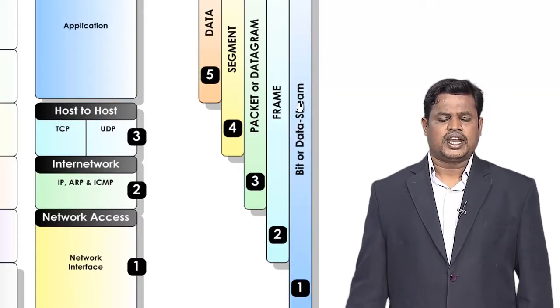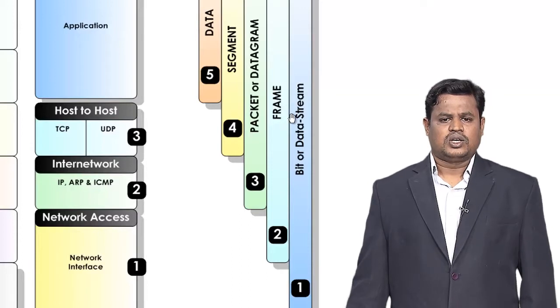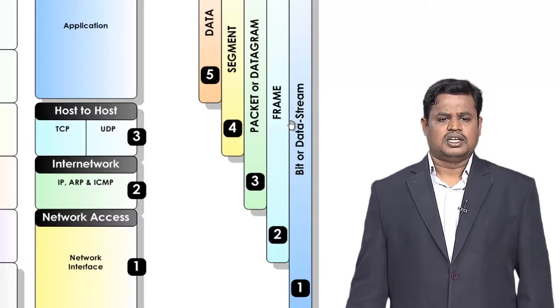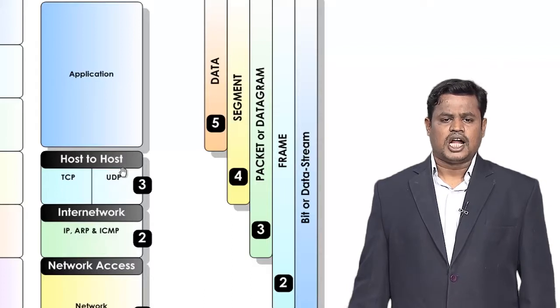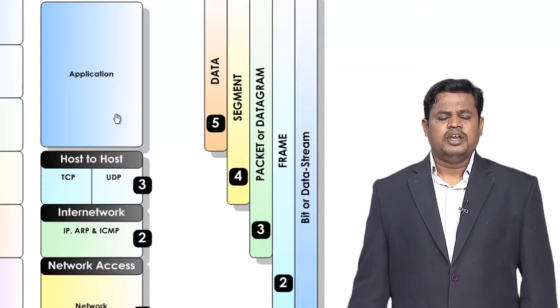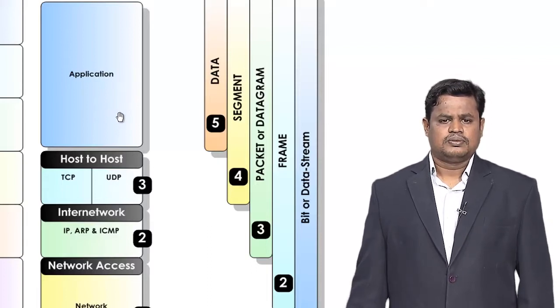So, these two we can say represent the network access layer, as you can see that the frame and bit stream are representing your network access layer, the packet is with respect to your internet layer, and the segment is with respect to your transport layer, as mentioned here, host to host, and data represents your application layer. So, what do we mean by encapsulation?